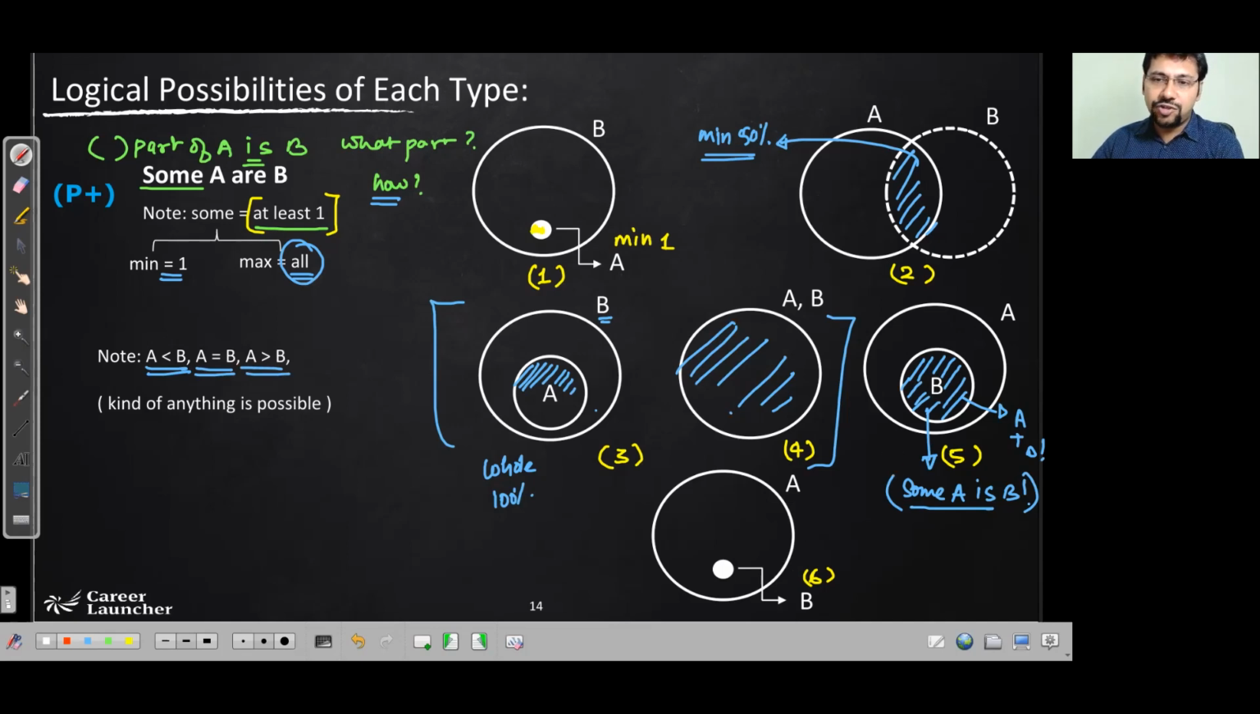And the 6th possibility is just the squeezed-down version of the 5th, where I just squeezed B to 1, saying that it is just one possibility: 1 B minimum, 1 A is still B.